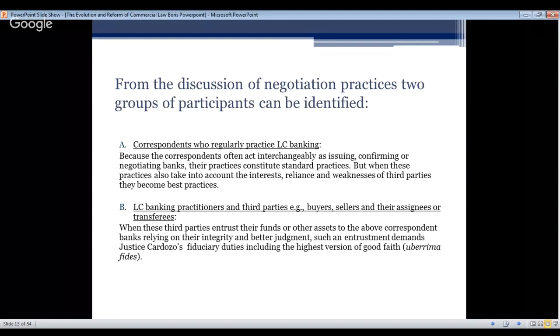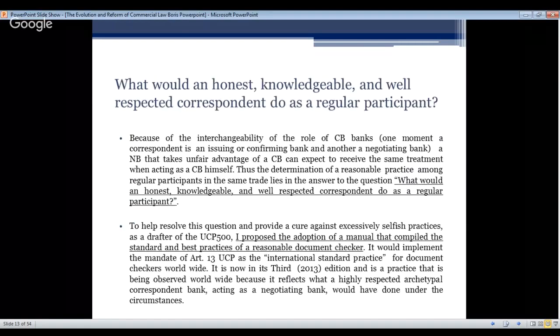This is what led to the rule that appears in Article 10 of UCP 500, and which is characterized as the best practice. It reads as follows: negotiation means the giving of value for drafts and other documents by the bank authorized to negotiate. Mere examination of the documents without giving of value does not constitute a negotiation.